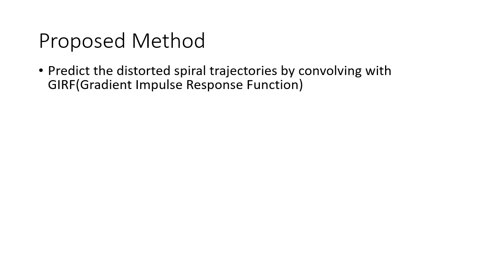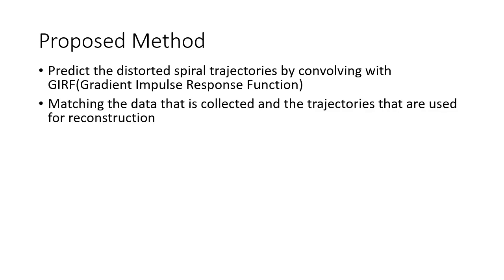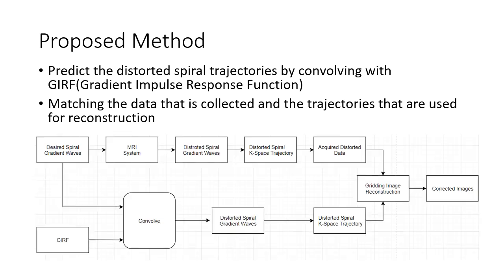To solve this problem, there is a proposed method. That is, we can predict the distorted trajectory by convolving gradient waveforms with the GIRF, which is the gradient impulse response function. With the distorted trajectories, we can match the trajectories and the acquired data in reconstruction, and we can improve the image quality. Here is the basic workflow that shows the idea of the proposed method.